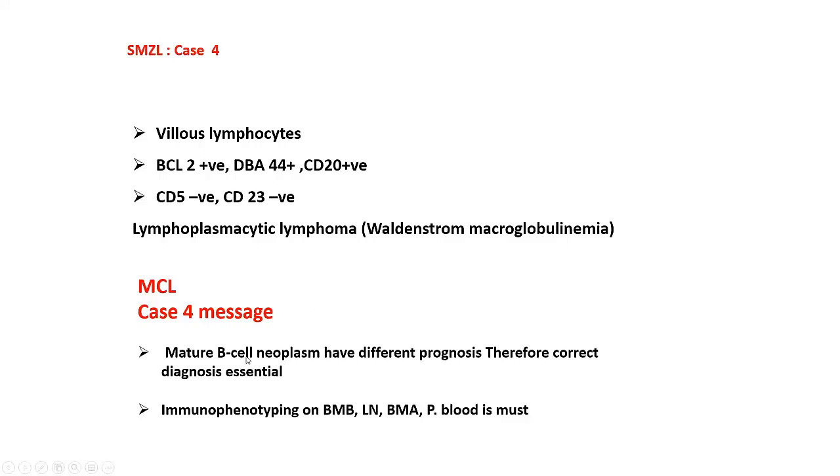Now, all of them have different prognosis. So what is needed is correct diagnosis. And therefore, we should do either immunophenotyping on the trephine biopsy, or one can do a flow cytometric analysis of the bone marrow aspirate and the examination of the peripheral smear.